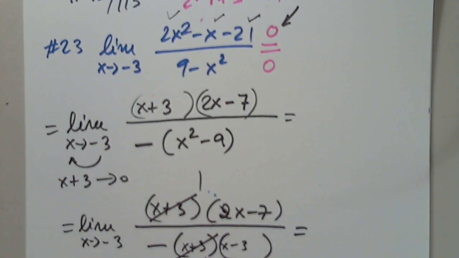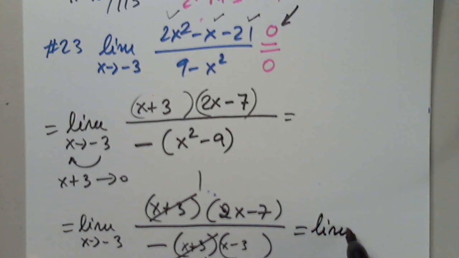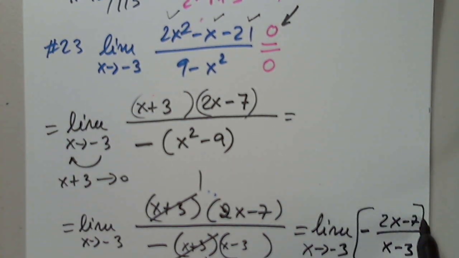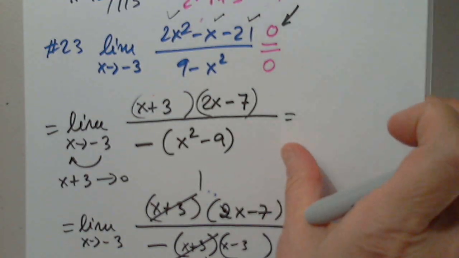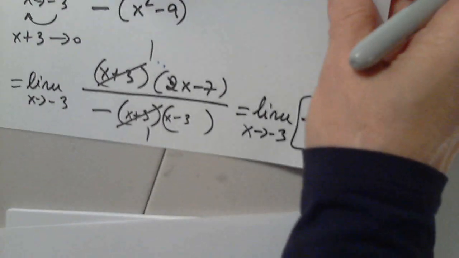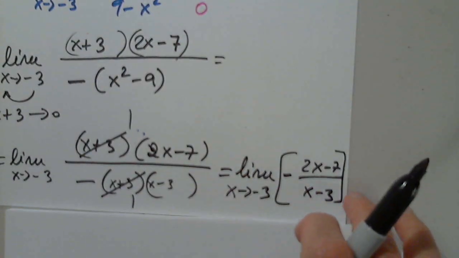Now apply the limit. If you want to write it one more time. Please remember, do not drop the limit operator. We haven't applied it yet. So there is a minus, there is a 2x minus 7, and there is an x minus 3. Can anyone give us this limit? Apply the limit and give us the number.